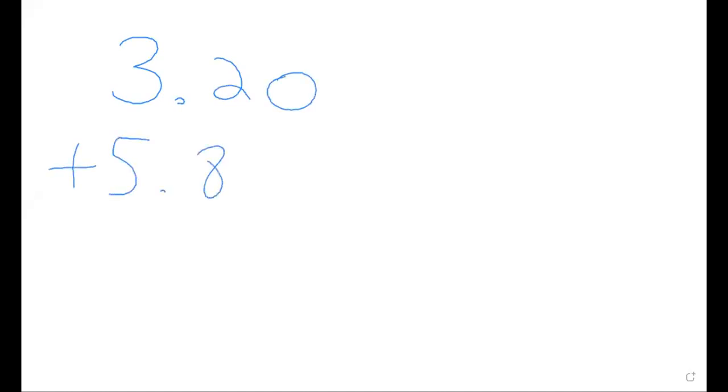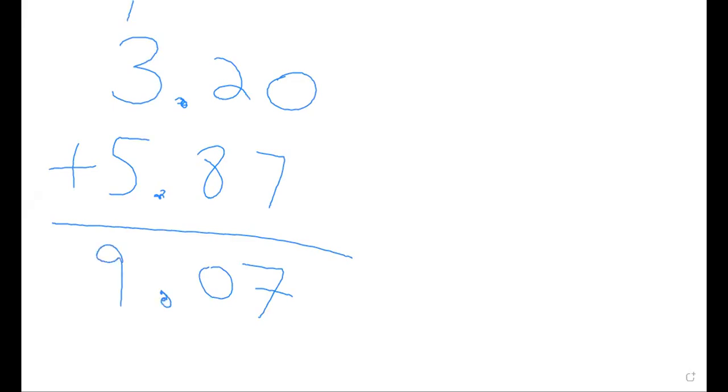So if I had a decimal like 3.20 plus 5.87. So adding decimals and subtracting, really simple. Best thing you can do is to line the decimals up and just add numbers like you normally would. That's simple. That we can do.